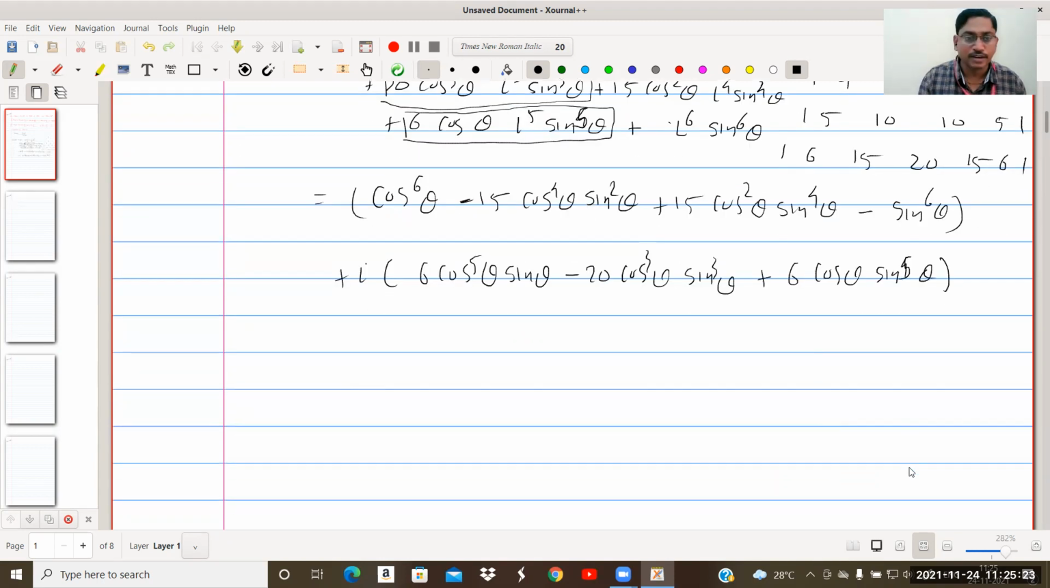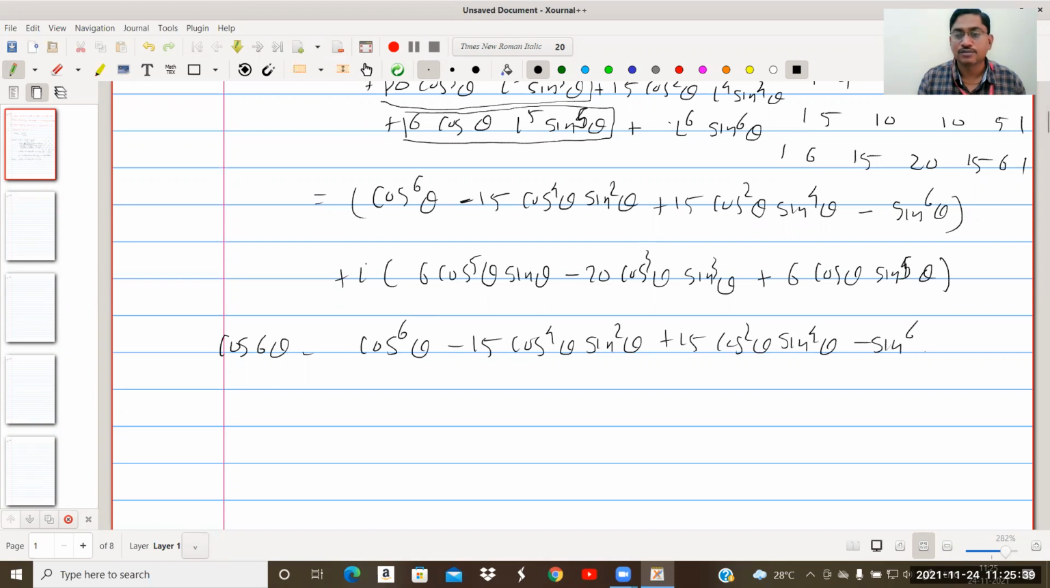So from this I can write cos 6 theta. What is cos 6 theta? Cos raised to 6 theta minus 15 cos raised to 4 theta sin square theta plus 15 cos square theta sin raised to 4 theta minus sin raised to 6 theta. This is cos 6 theta, and the imaginary part on the left hand side is sin 6 theta, and the right hand side I am writing here.